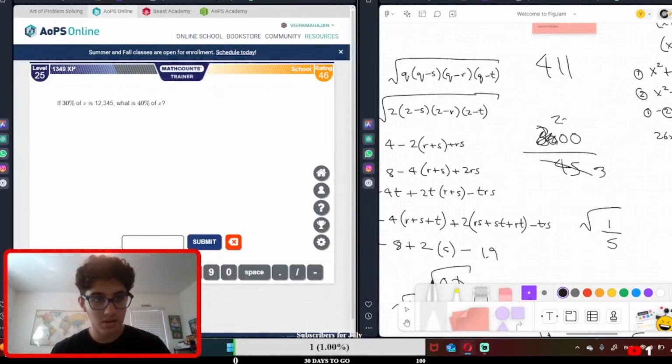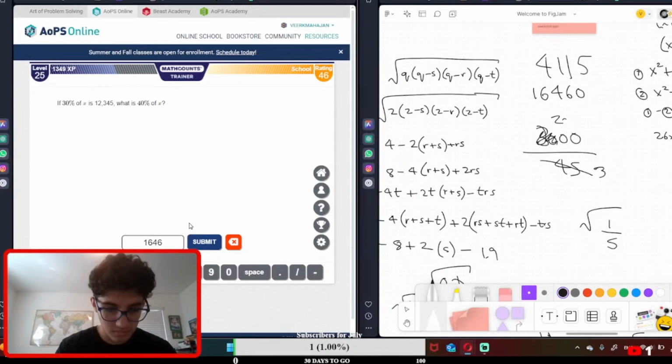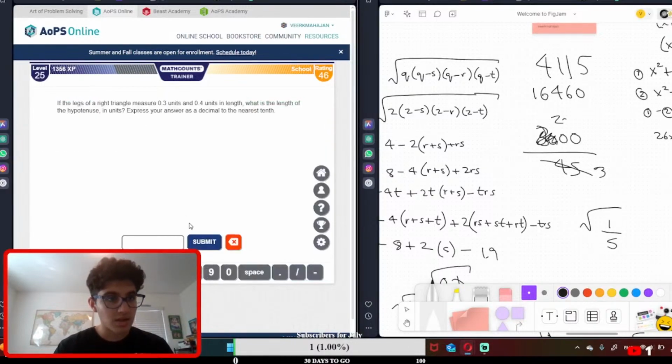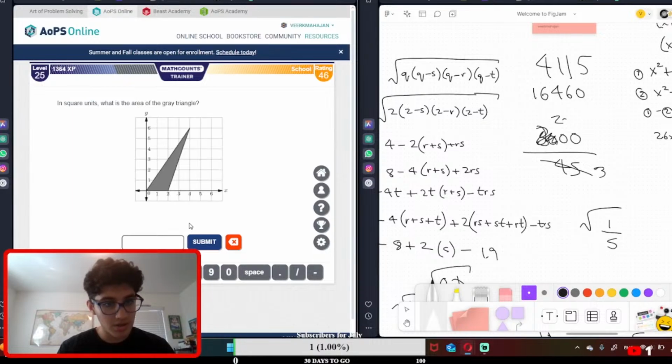4115 times 4, so that becomes 16. This becomes 460. 16,460. If the legs of a right triangle measure 0.3 units and 0.4 units, 0.5 units. Bill buys a 32-ounce bottle, 40-ounce bottle for 2.5 cents per ounce. That costs 196, so costs 4 more cents. In square units, what's the area of the gray triangle? So it's 6 times, well, it's just 6.